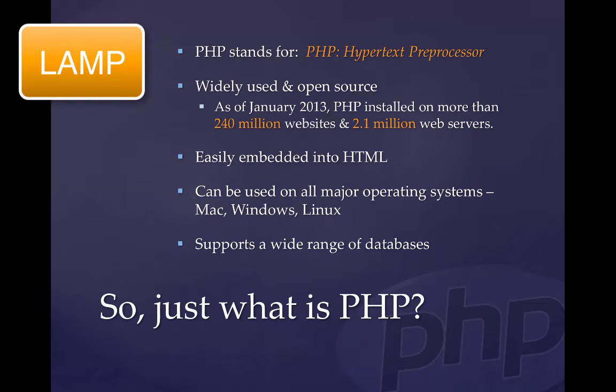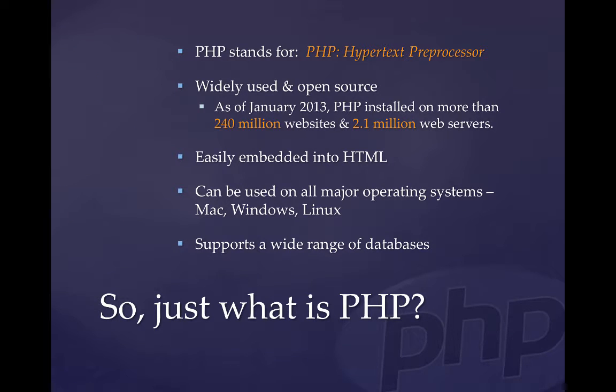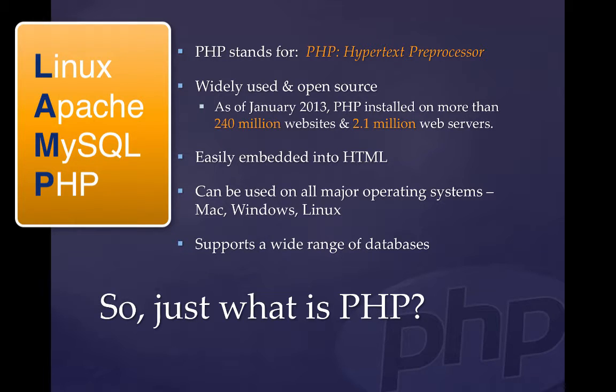Let's see, there's LAMP, MAMP, WAMP, and XAMPP. So what does that mean? Well, there is what's called a web development stack. Let's start with LAMP, because that was always the most commonly heard. L stands for Linux, so it's using a Linux operating system. It's using an Apache web server. M is MySQL, and P is PHP. So the Apache, MySQL, and PHP are all open source.